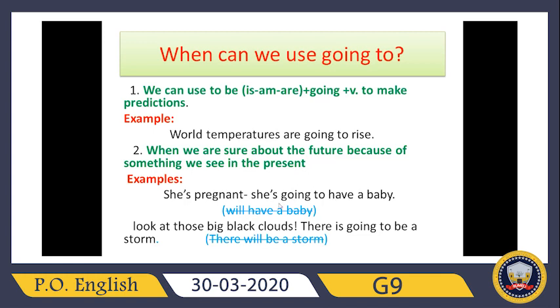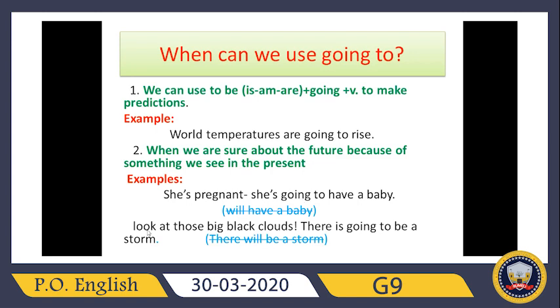She's pregnant, so it's sure that she will have a baby. So I can't say will here. I can say that she's going to have a baby. Why? Because she is pregnant. So she's going to have a baby. If you put will have a baby, then it's wrong. Okay? Why? Because we are sure about what will happen in the future.